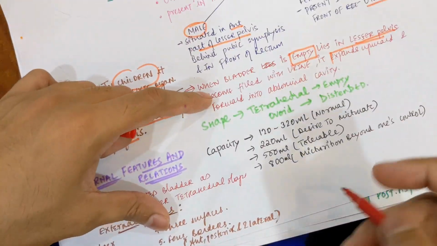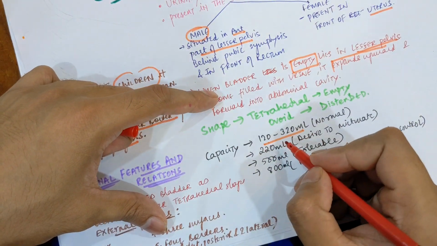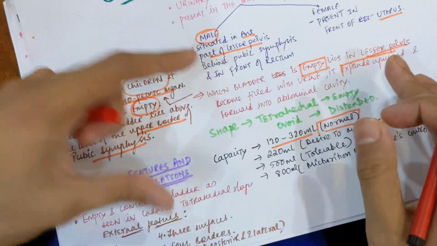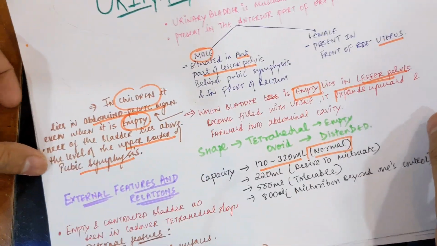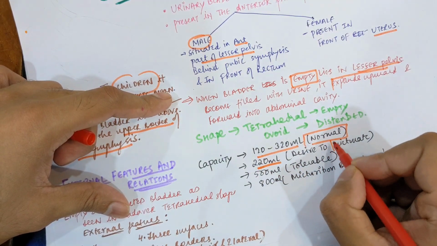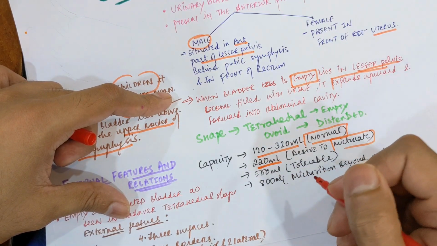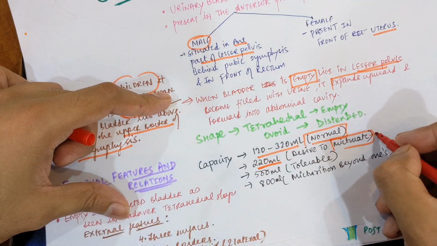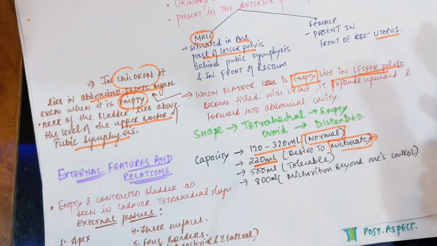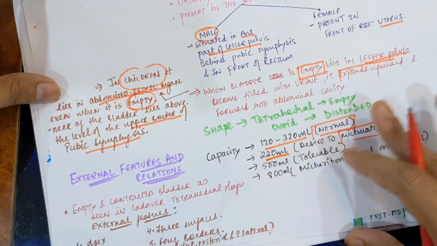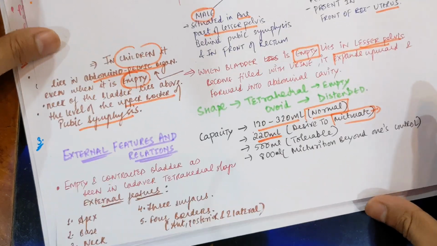Now if we talk about capacity, normally it can store 120 to 320 ml, which is the safe volume for the bladder, and the mean volume is 220 ml when the desire to micturate comes. We can micturate around 250 to 300 ml. So it is the normal range for micturition, but the desire starts at the level of 220 ml. Clear this much.